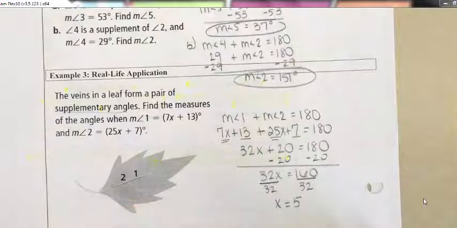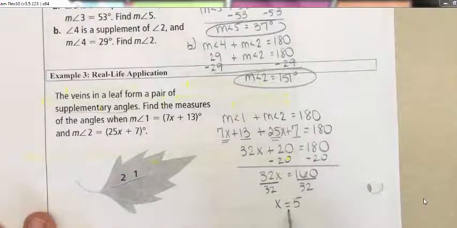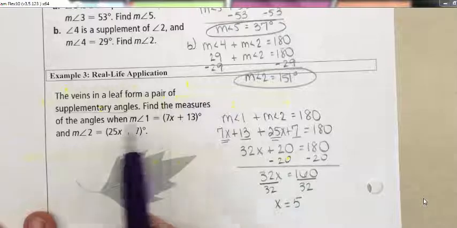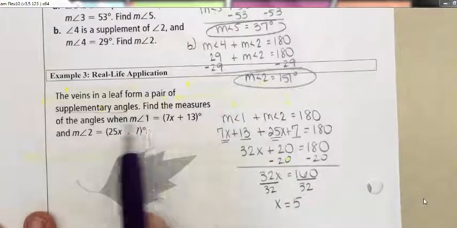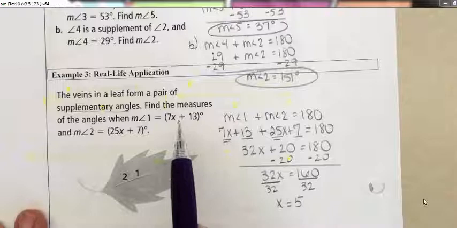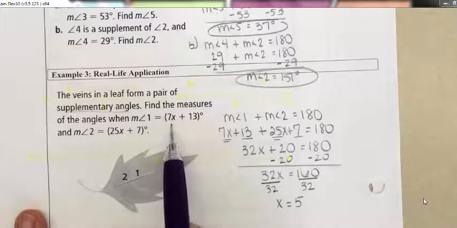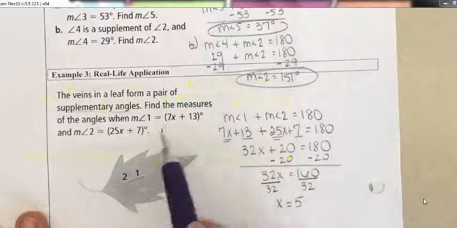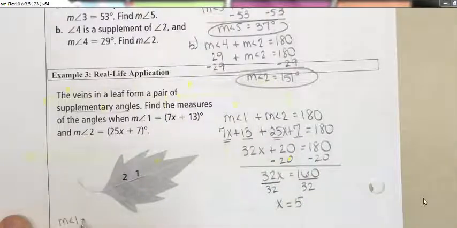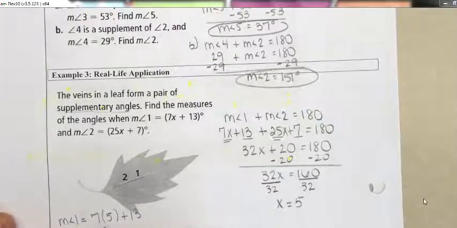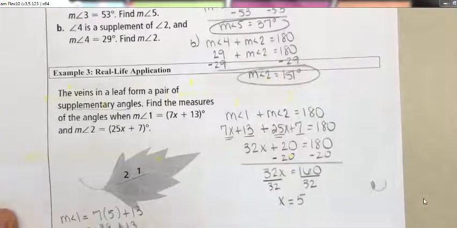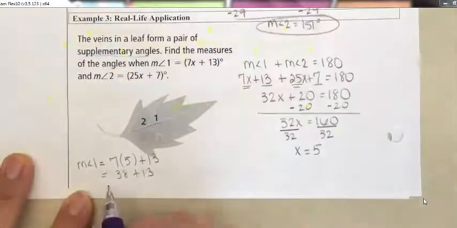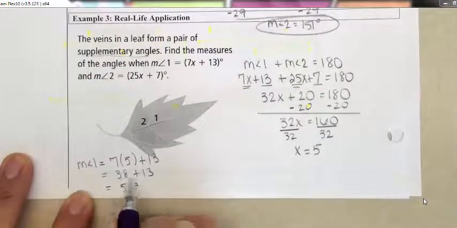I haven't answered the question. All I did was I figured out what x was. The question is find the measures of the angles when these are true. So now in order to find the measures, I've got to go back and revisit these expressions. So how about for angle 1, I've got 7x plus 13, or 7 times, instead of x, I'll put the value of x. Well, that's 35 plus 13. So that's a total of 48 degrees.